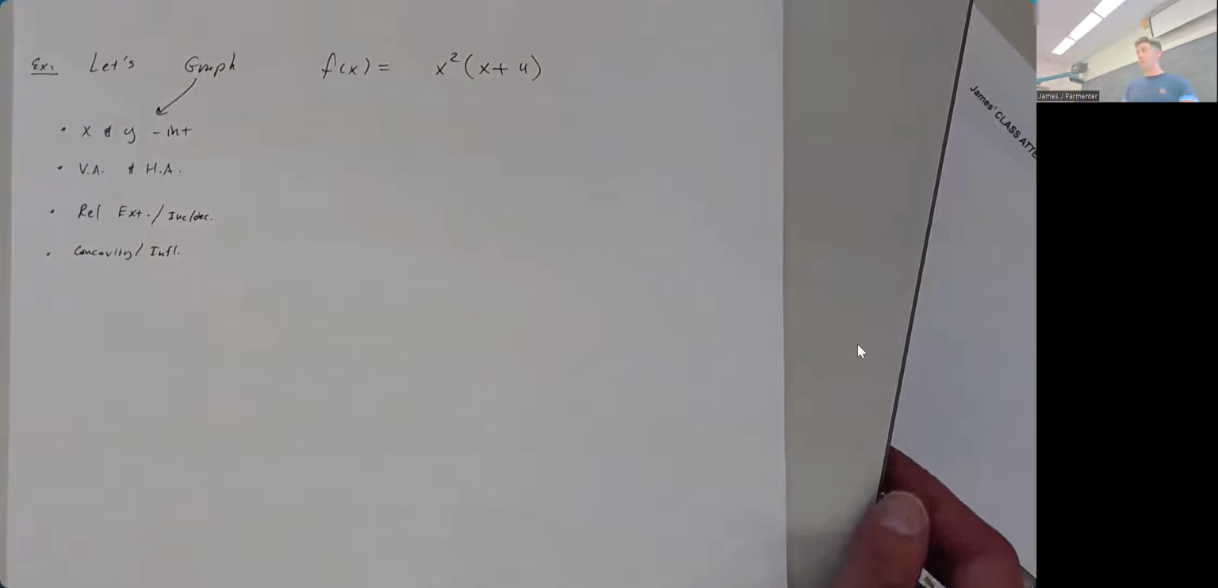There's a couple other things you could throw in there. Like occasionally a function might have a slant asymptote, or occasionally you might have some symmetry, like your graph might be even or odd. But typically I would say this is my usual list of things I'm going to look for.